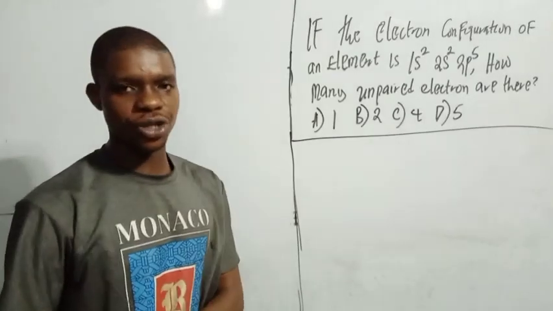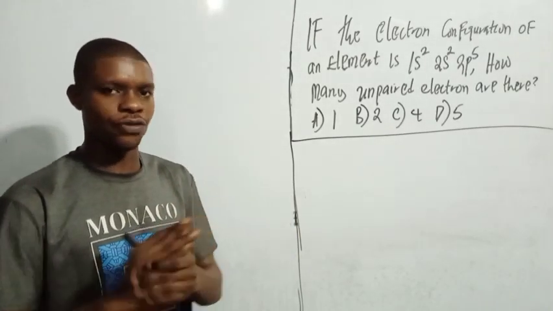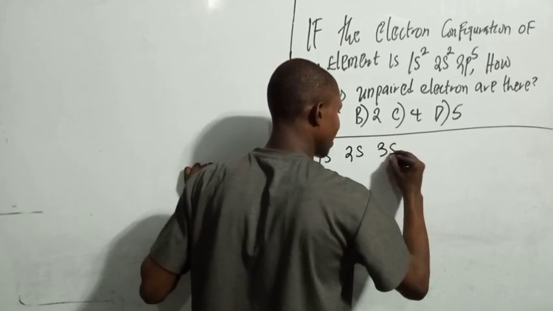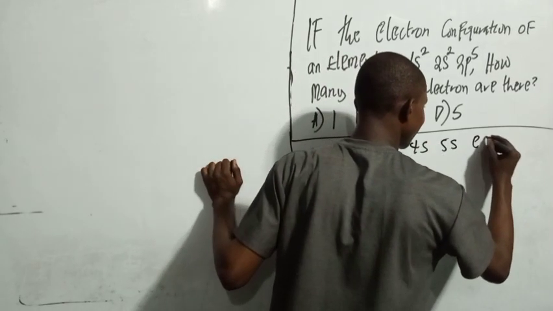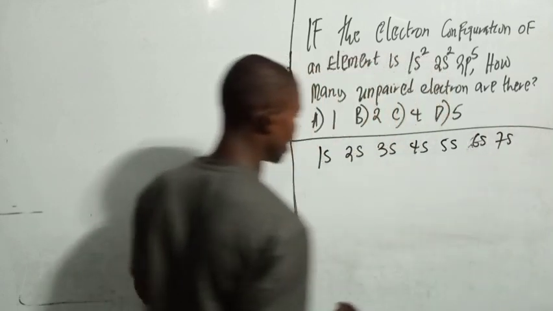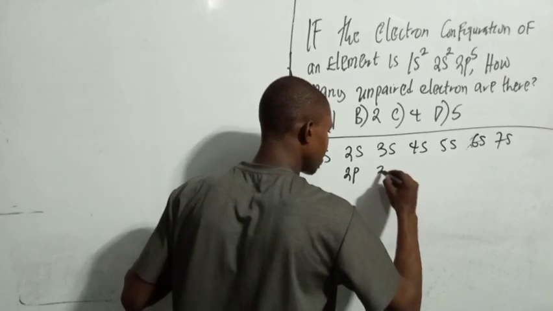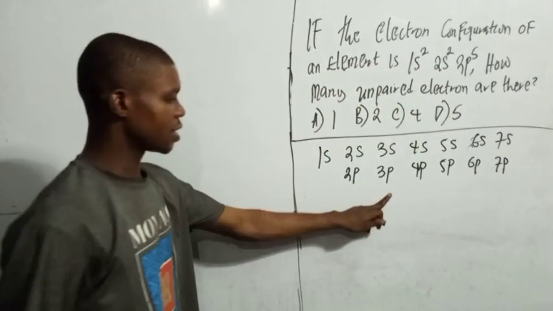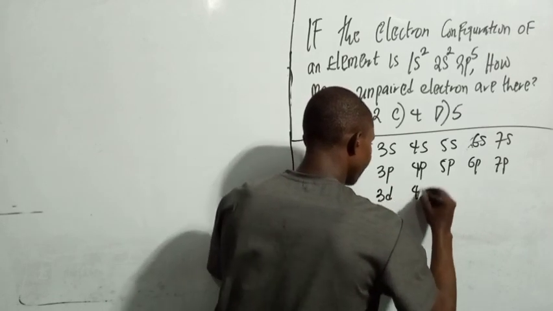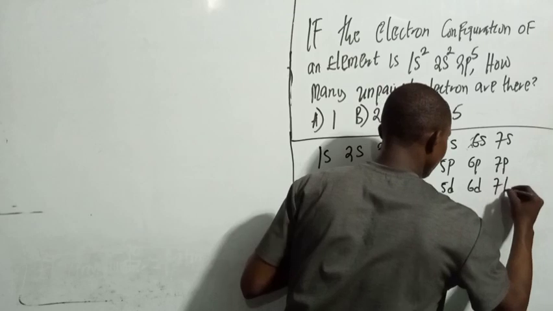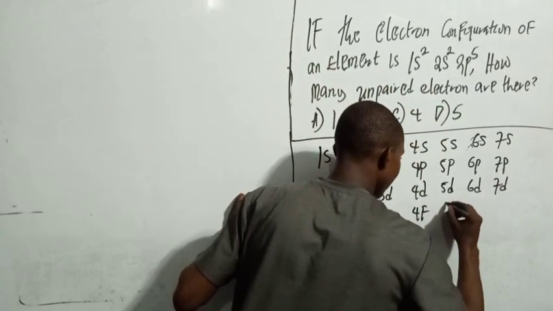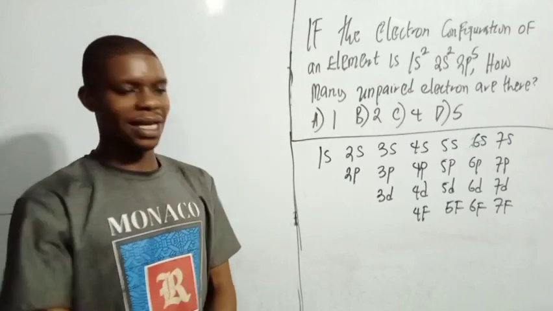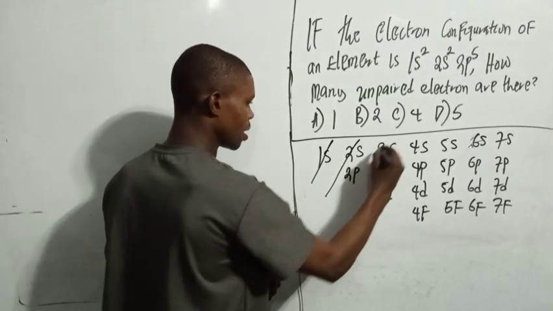Like I told you, I want to show you a simple trick or technique you can use in writing the electronic configuration of any element at all in the periodic table. So what we want to do here, we have 1s, 2s, 3s, 4s, 5s, 6s, and 7s, right? Here we have 2p, 3p, 4p, 5p, 6p, and 7p. Then you have 3d, 4d, 5d, 6d, and 7d. Then you have 4f, 5f, 6f, and 7f. So this is the first thing you want to do here. So how do you start getting it? You draw an arrow like this, crossing it.